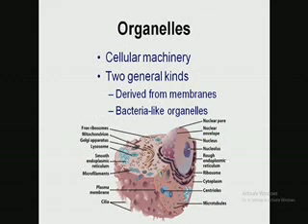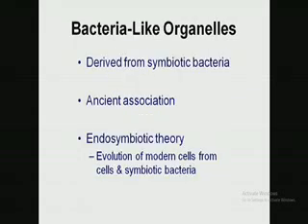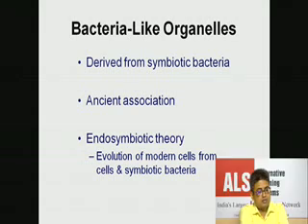No problem. Organelles. What are organelles? Cell organelles are the things which control the cellular machinery. There are two types of organelles: derived from membrane, single membrane, and derived from bacteria. So we call them bacteria-like organelles. Examples are chloroplast and mitochondria, derived from bacteria. So they are called endosymbionts, derived from symbiotic bacteria, an ancient association, the endosymbiotic theory.